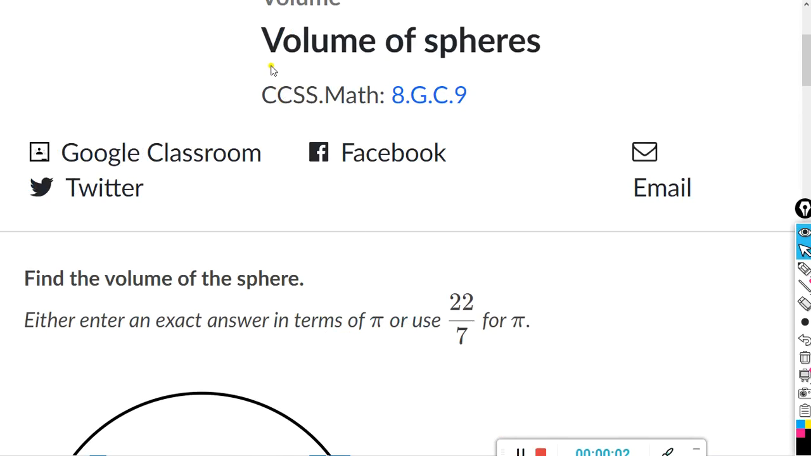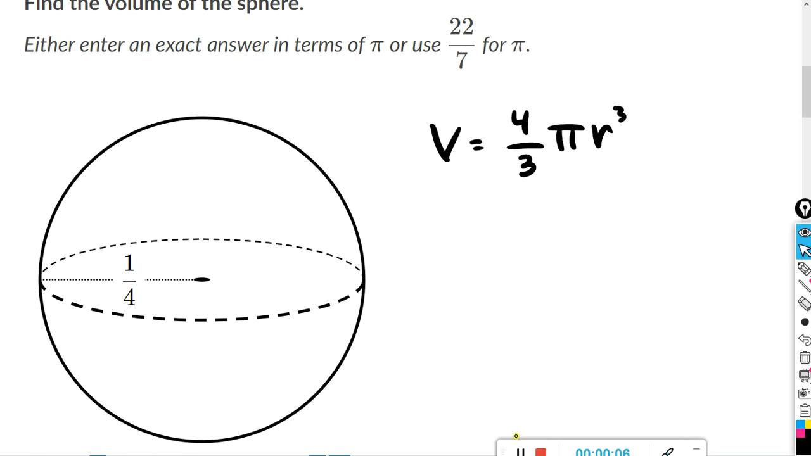This will be for the Khan assignment, volume of spheres. So the formula for the volume of a sphere is equal to 4/3 times pi times r cubed. Okay, so the 4, the pi, and the r cubed are in the numerator, and the 3 is in the denominator. So r cubed, or r to the third power, means you multiply r by itself 3 times.